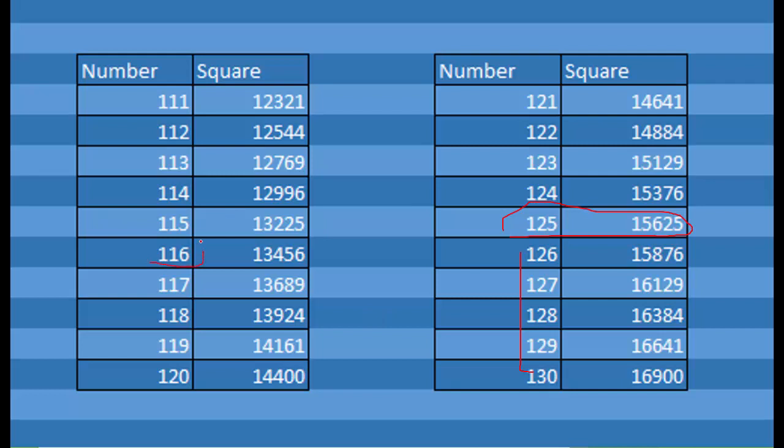For example, 116. Now you know the square of 16 is 256. Now 56 and 2 in carry. Now 116 plus 16, that is 132, and 2 in carry, that is 134. So 134 into 56, 13456.